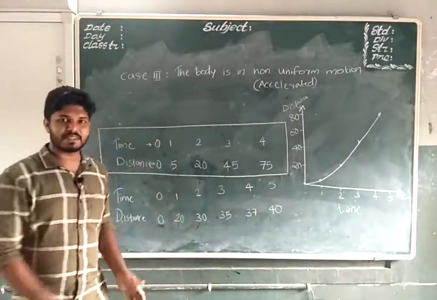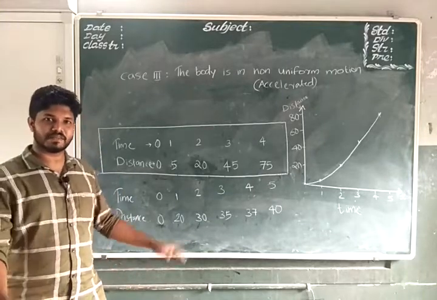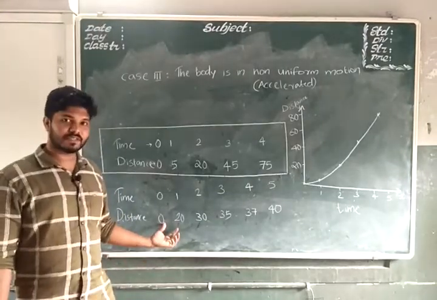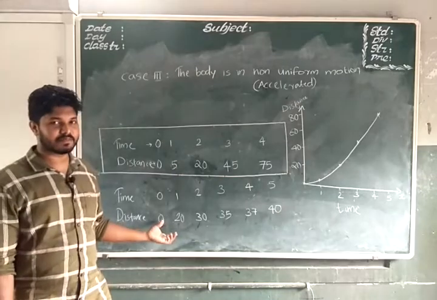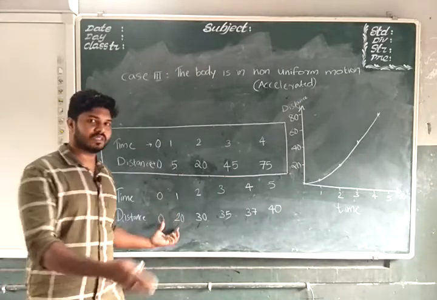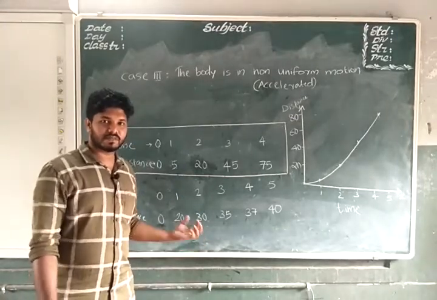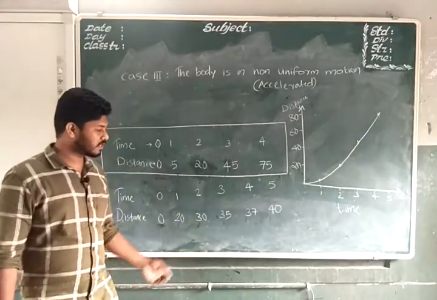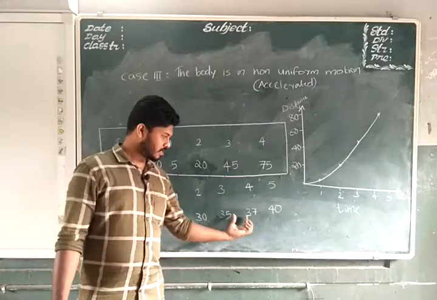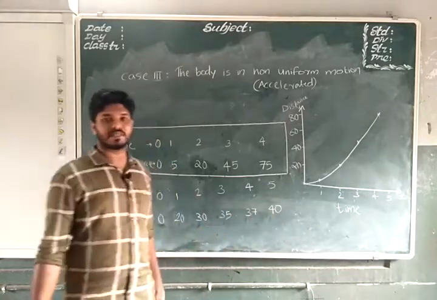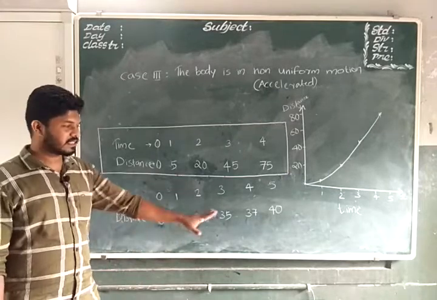So what happens in the case of speed? Speed will be increasing or decreasing. The first second it covers 20 meters, so at that time the speed will be almost 20 meter per second. In the second it covers only 10, so the speed will be 10 meter per second only. The third one it is 5 meter per second, 2 meter per second, 3 meter per second. So the speed is decreasing.